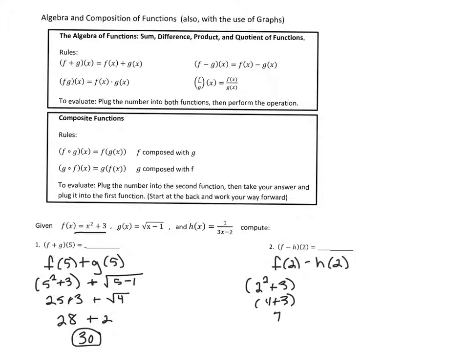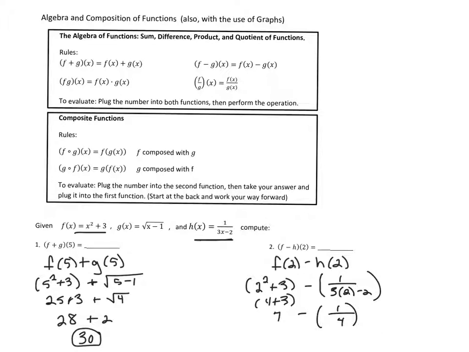Now we're going to subtract h of 2. So let's plug 2 into h of x. Now if you look up at the top, h of x is 1 over 3x minus 2. So let's take 1 over 3x. We're plugging 2 for x. So we get 1 over 3 times 2 minus 2. This gives us 1 over, and 3 times 2 is 6. 6 minus 2 is 4. So we get 7 minus 1/4.